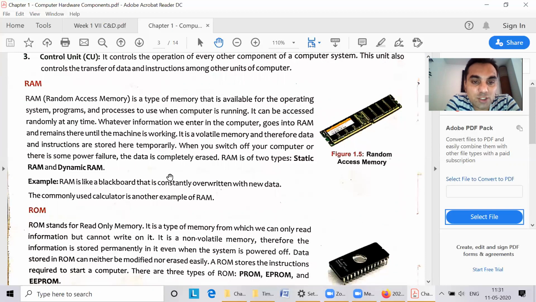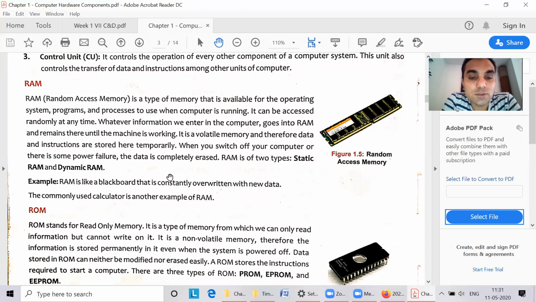Whatever information we enter in the computer goes into RAM and remains there until the machine is working. It is volatile memory and therefore data and instructions are stored here temporarily. When you switch off your computer or there is some power failure, the data is completely erased. RAM is of two types, static RAM and dynamic RAM.